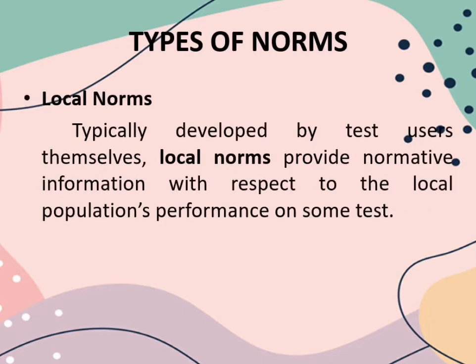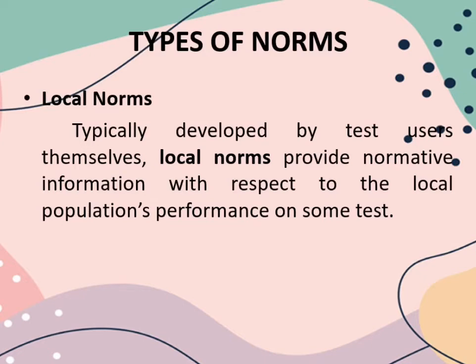Local norms, typically developed by test users themselves. Local norms provide normative information with respect to the local population's performance on some test. Example, a school guidance center may find that locally derived norms for a particular test, say a survey of personal values, are more useful in counseling students than the national norms printed in the manual.